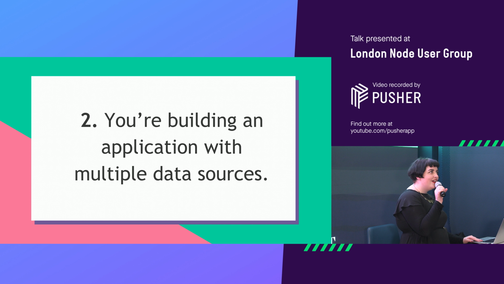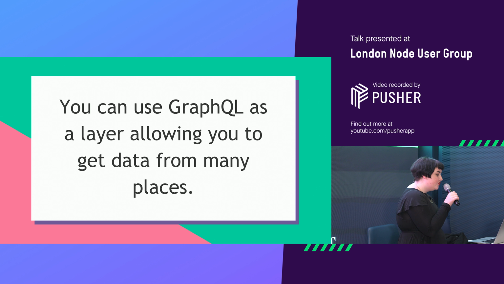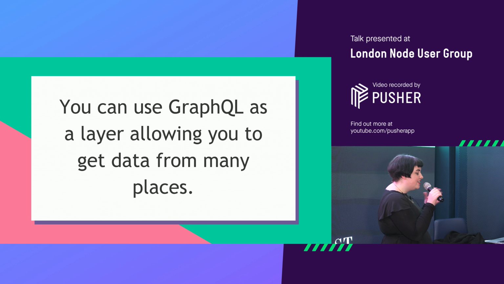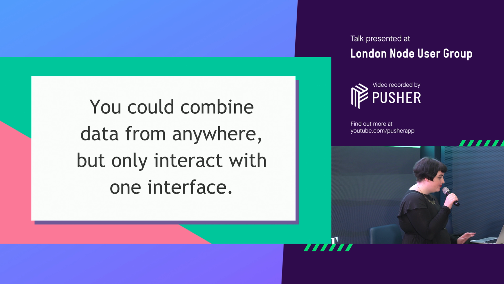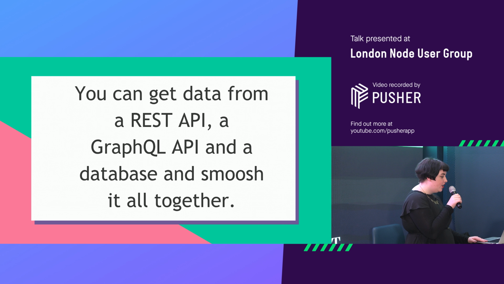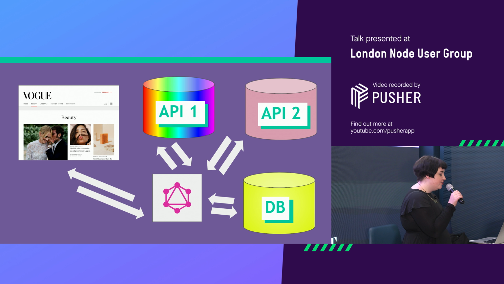Use case number 2: you're building an application which has multiple data sources. You can use GraphQL as a layer that allows you to get data from many different places. You can combine data from pretty much anywhere, but only interact with one interface in your main application. For example, you could get data from a REST API, a GraphQL API, and a database and smush it all together. So it would look like this. Our app is getting data, and the GraphQL layer is getting data from 3 different places: 2 different APIs and 1 database.